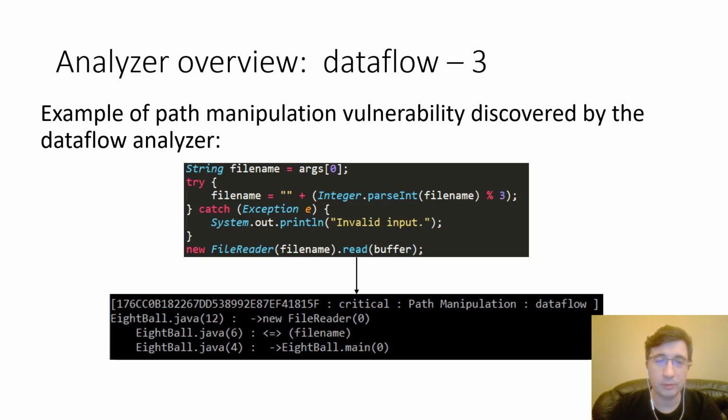And here is an illustrative example of a path manipulation vulnerability discovered by the data flow analyzer. As we can see, the program has a try-catch block. It tries to parse a file name, which came as a command line argument to the program. If it contains symbols other than digits, an exception will be thrown and caught. After that, the execution will continue, and we will be able to open any arbitrary file on the system. This execution path was modeled by the data flow analyzer, and now we see that it correctly identified the path manipulation vulnerability.